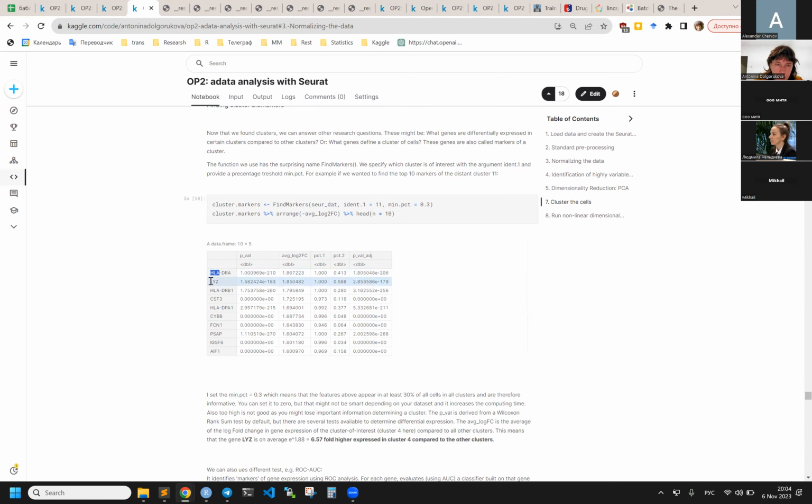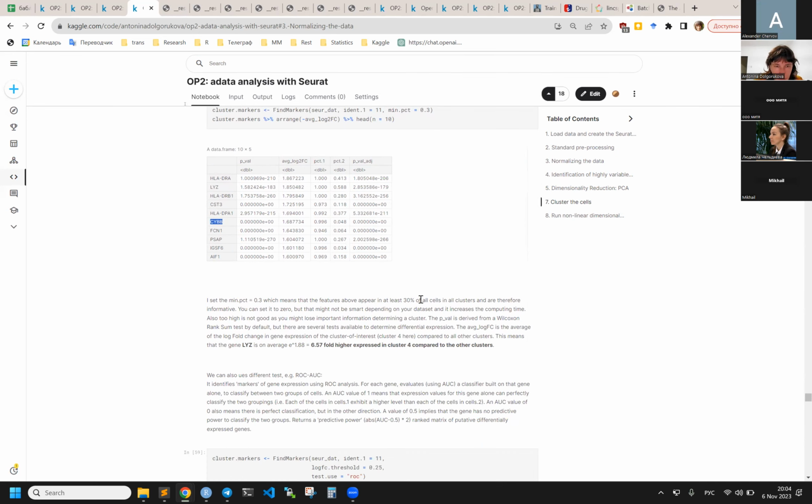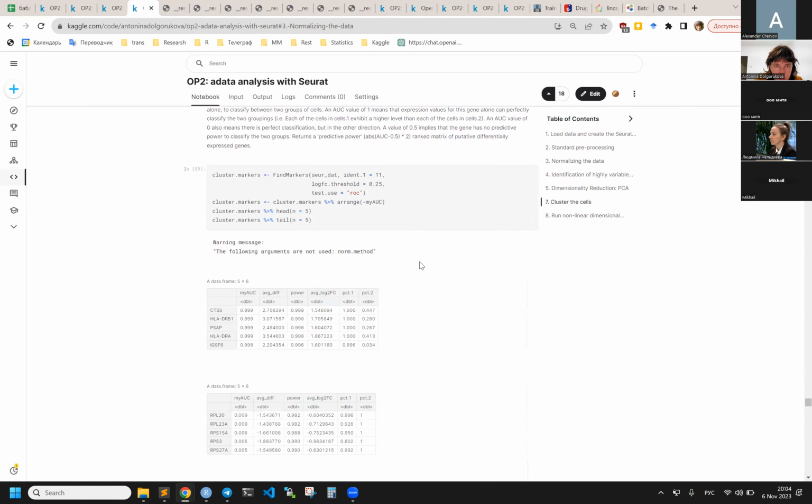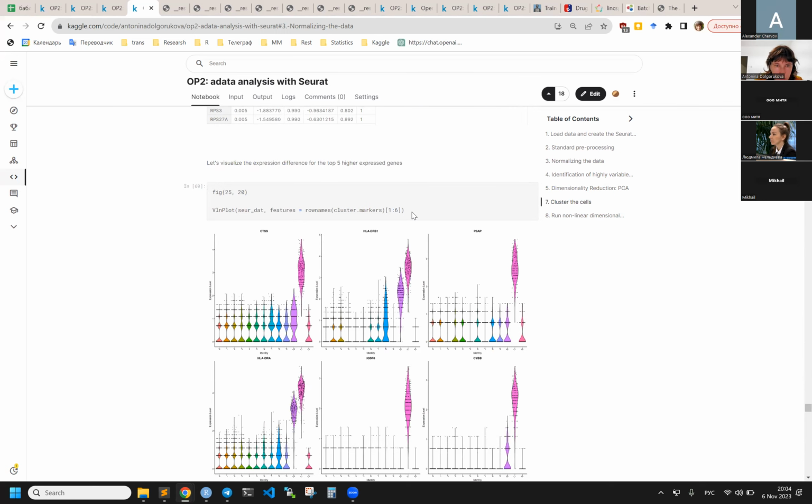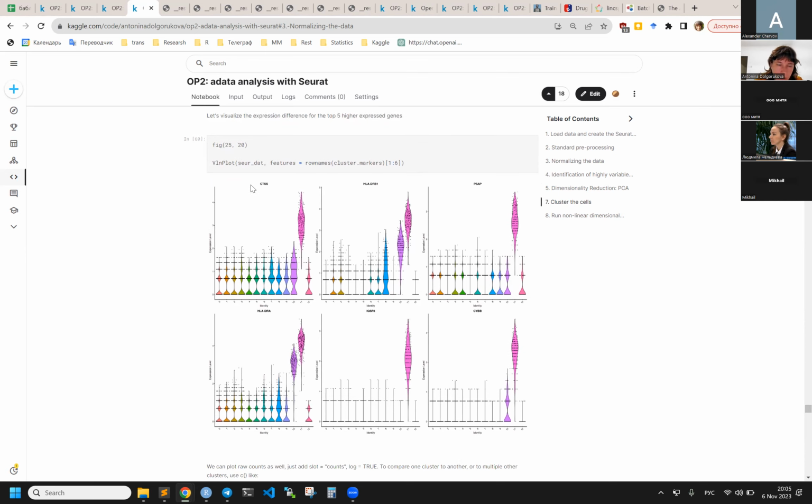What genes in this cluster are most indicative of this cluster? And also compare one cluster versus all other clusters. Here clusters are on the x-axis, and just a few top genes which better differentiate these 11 cluster myeloid cells from other cells.